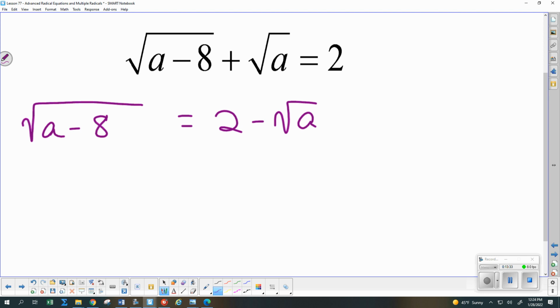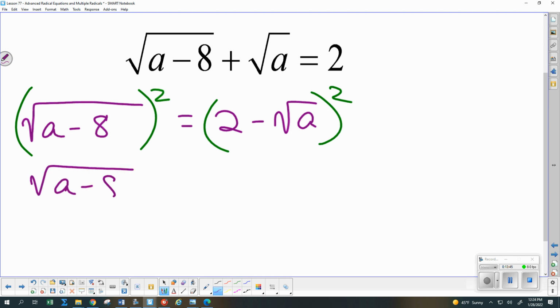And what is my next step, Ethan? Exactly, I have to square both sides, which means on the left I have root a minus 8. Similar to what I was just talking about is 2 minus root a. When I square it, is that 4 minus a? Did I do that right? Nicole, you're correctly shaking your head no. What did I do wrong?